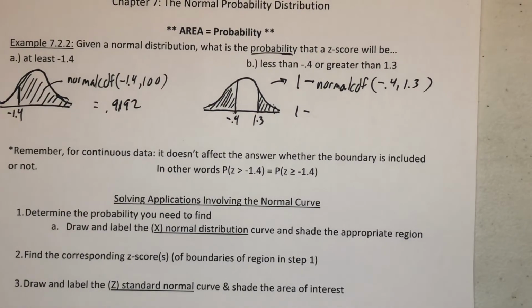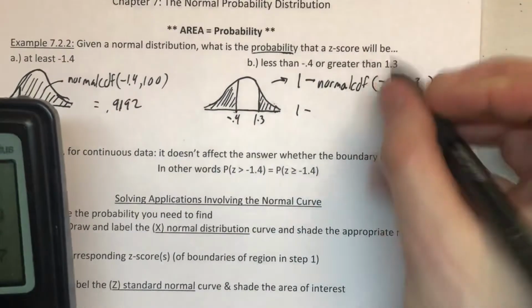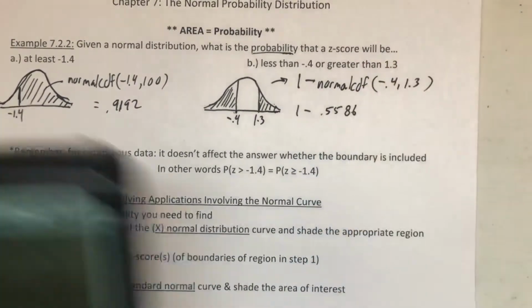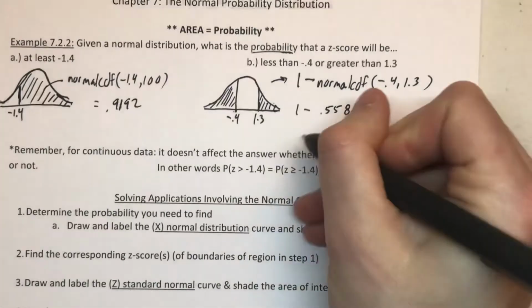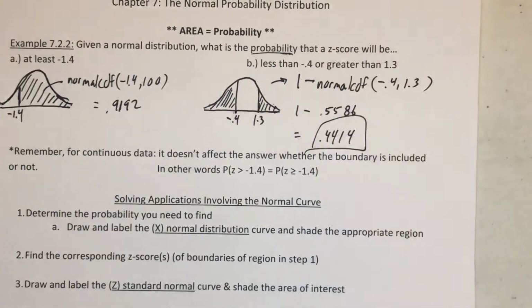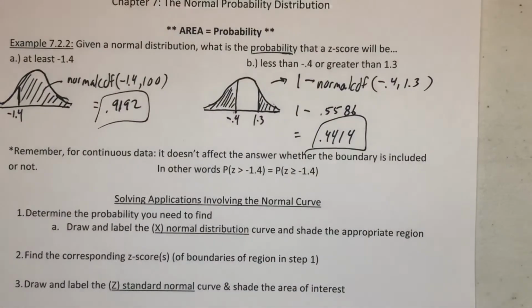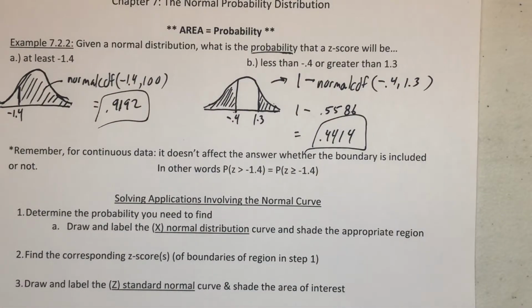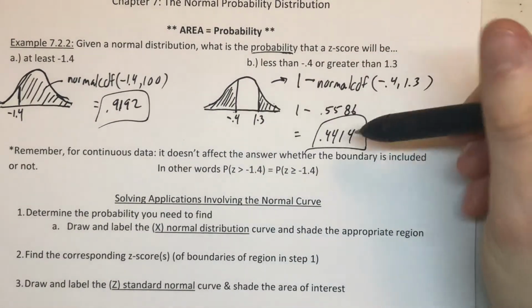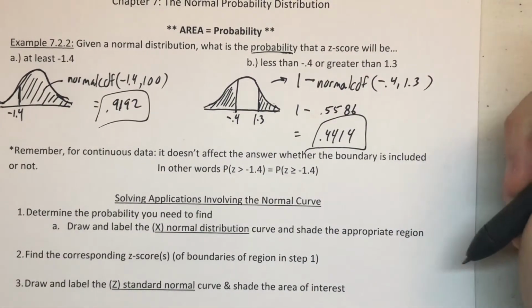So I'm going to go from negative 0.4 to 1.3 and find that the unshaded area is 0.5586, rounded to 4 places. Subtracting that from 1 would be 0.4414. So again, just tricks you can use, not required. You could do it by hand, each one individually, and add them. You get the same value.